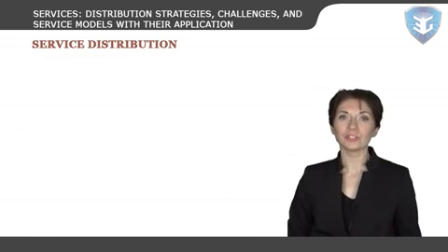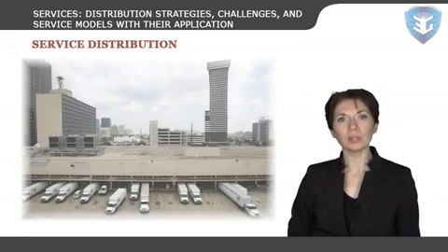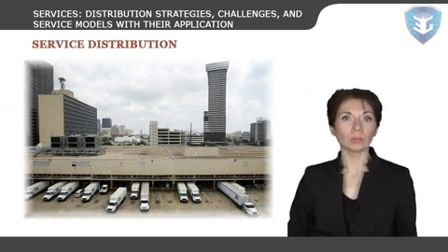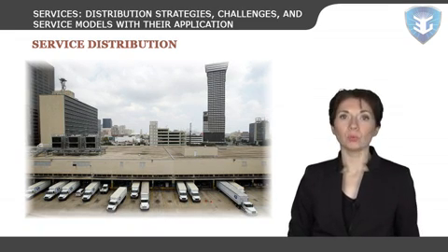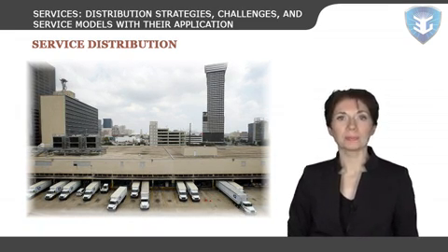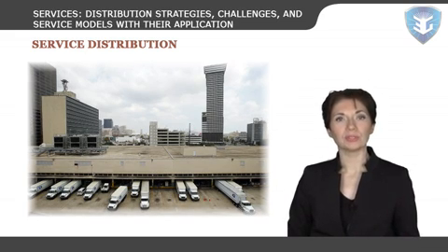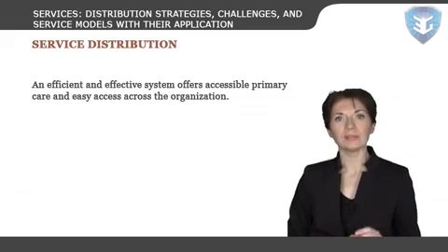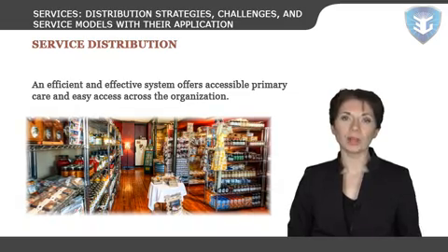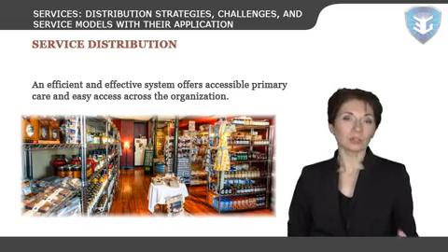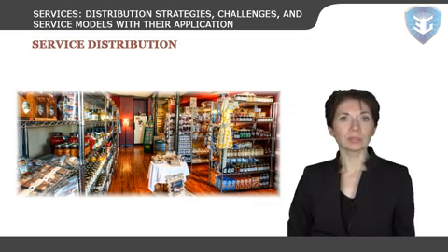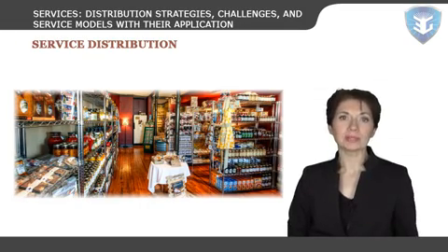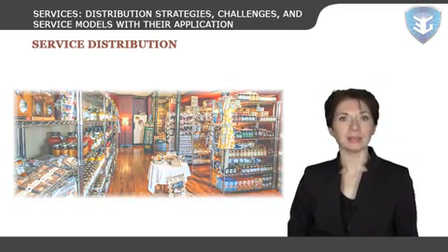Let's now discuss service distribution. Whether the organization is a large multi-hospital system with facilities in one or more states, or a small system with numerous facilities in one region, creating a rational service distribution system is a key to success in the new era. An efficient and effective system offers accessible primary care and easy access across the organization. Similarly, it reduces duplication and offers appropriate services in appropriate settings where adequate volumes can be achieved.